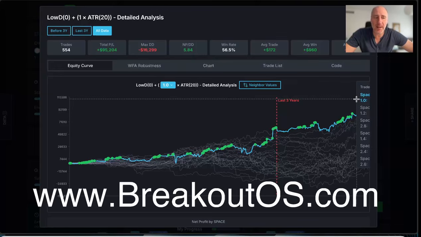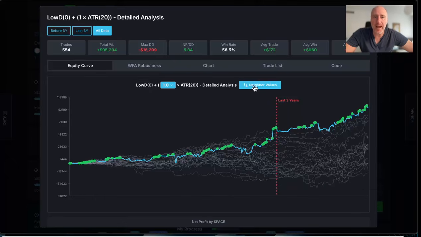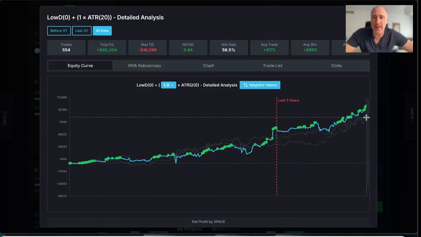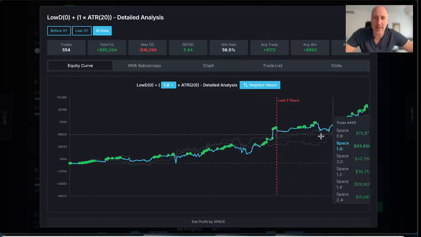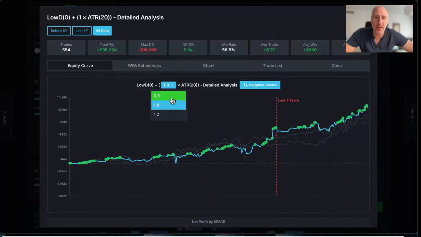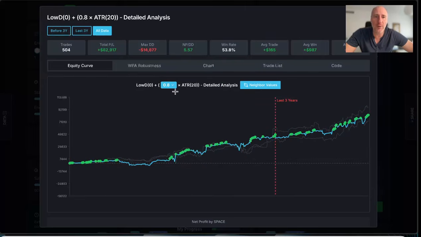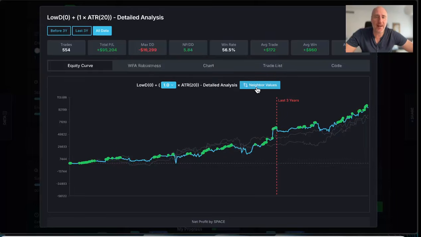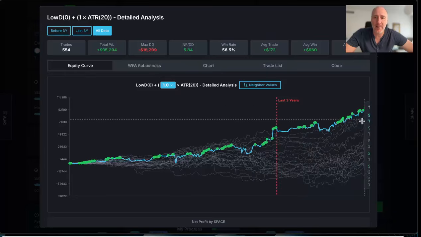Fortunately, in BreakoutOS, it's very simple to do. We just click on this button and it will isolate only the equity curves for neighbor values. And you see these are very similar. We can visualize now 0.8 and 1. All of them are fantastic. So the model where we take 1 as a base is really good. Neighbor values are performing fantastically.